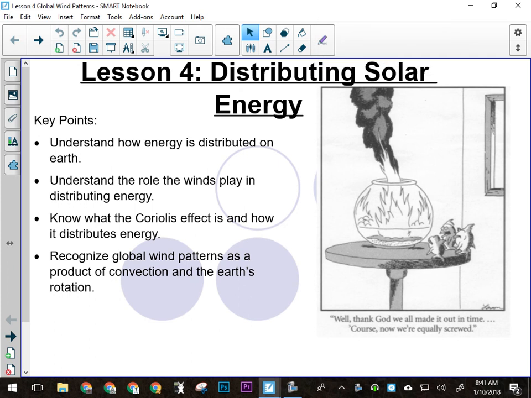Okay, so quick review from yesterday. When light strikes the Earth's surface, what are the three things that can happen to it? Okay, it could be absorbed, reflected, used. And if it's being used, what process is that? Photosynthesis. Okay, so today we're going to be focusing mostly on what happens to the energy that is absorbed.